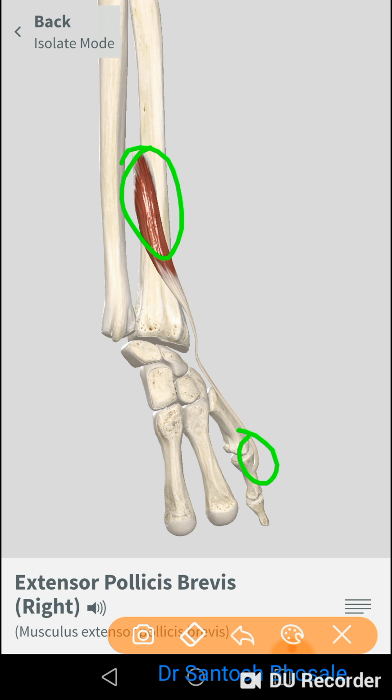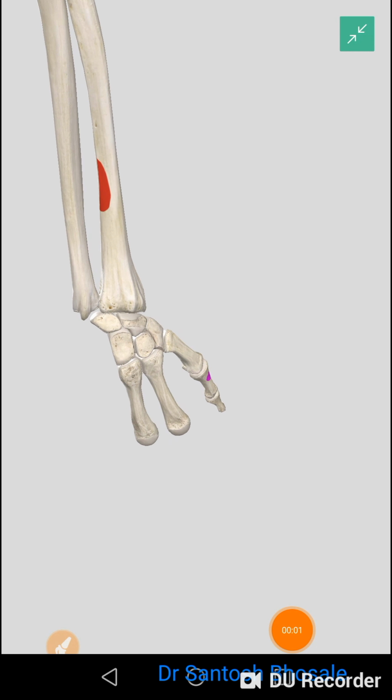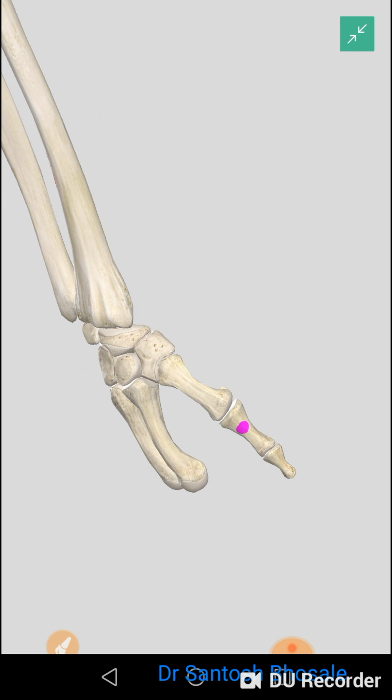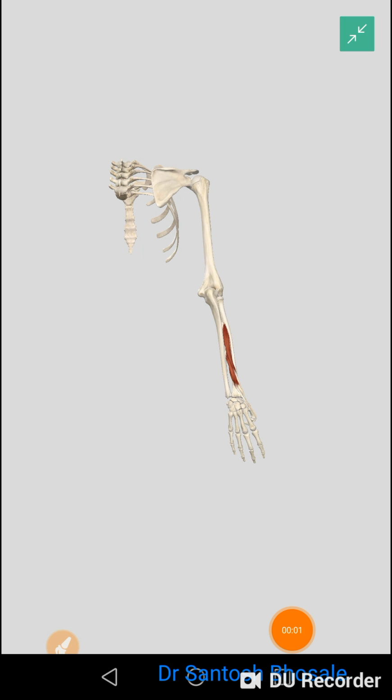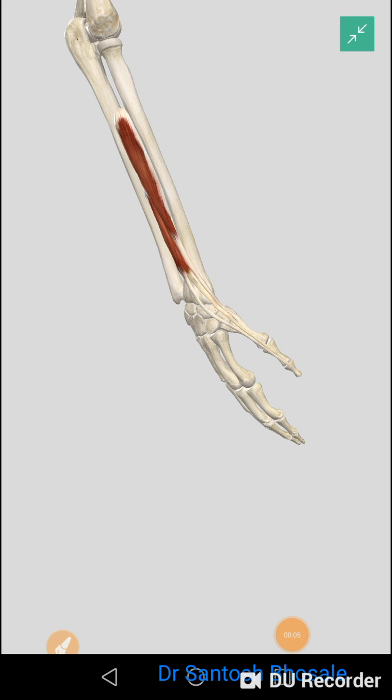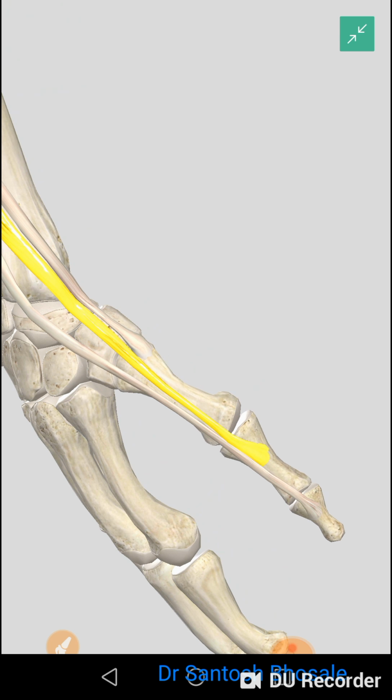Its action is to extend the thumb at the metacarpophalangeal joint and also at the first carpometacarpal joint. You can see here the origin of extensor pollicis brevis and its insertion onto the proximal phalanx of the thumb on the dorsal surface. You can see the extensor pollicis brevis acting on the thumb and causing the extension of the thumb at the metacarpophalangeal joint and also the first carpometacarpal joint.